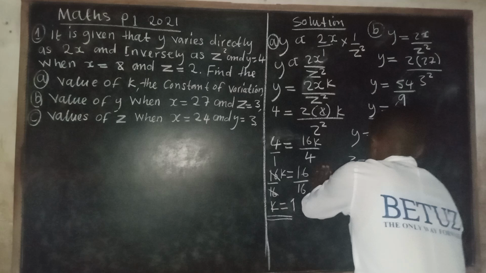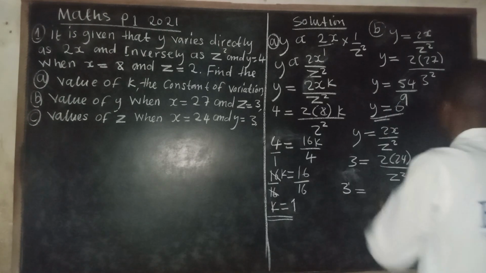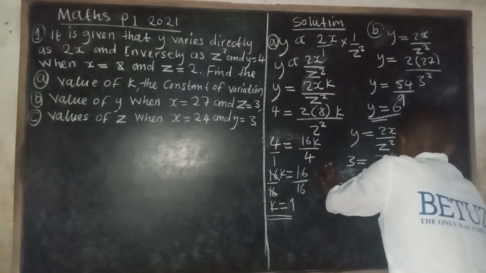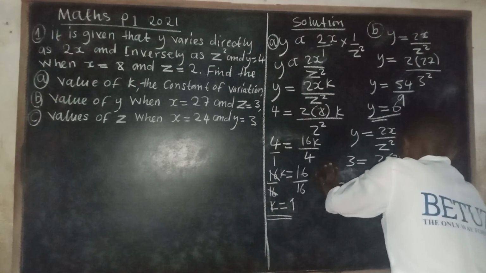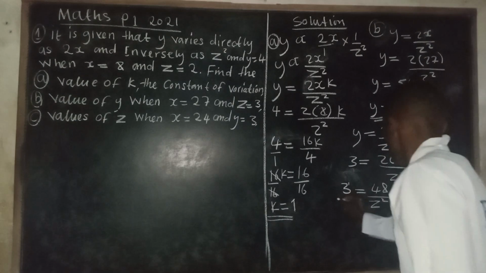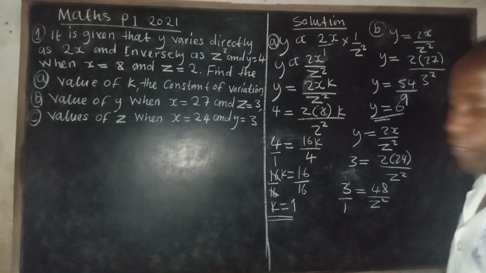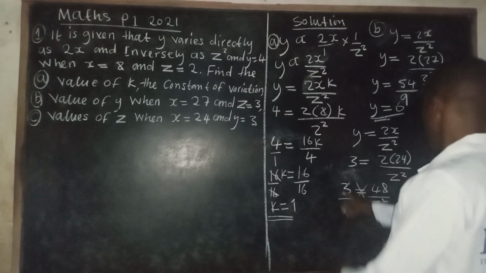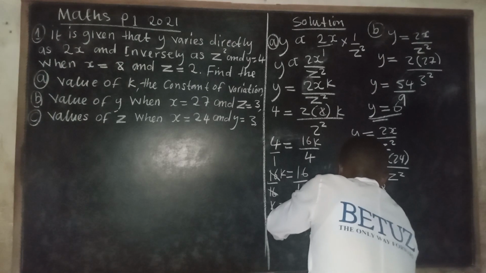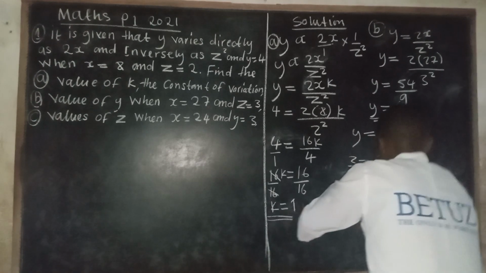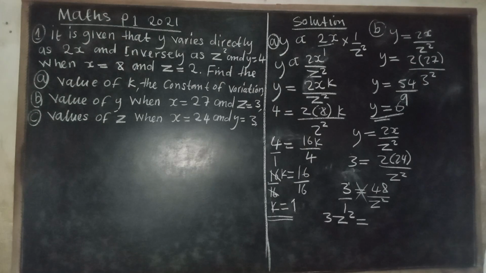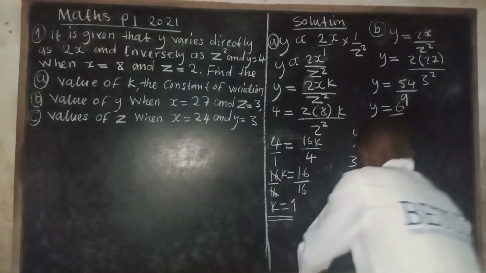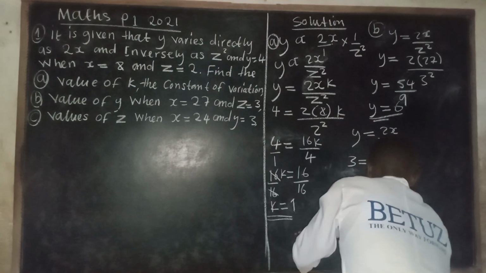Let me bring down this 3. Then 2 times 24 is 48 over z squared. From there, we are going to cross multiply. We introduce a 1 at the denominator of 3. Then z squared times 3 is 3z squared, which is equal to 1 times 48, which is 48. Then from there, we divide by 3. This side over 3, we cancel.